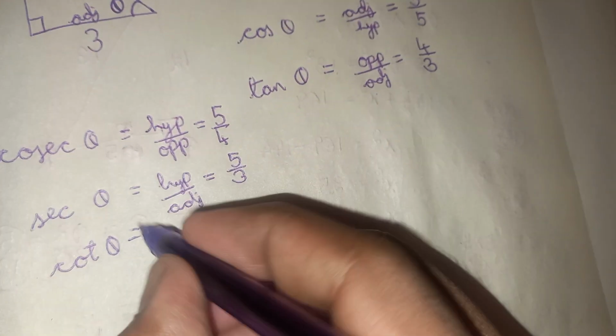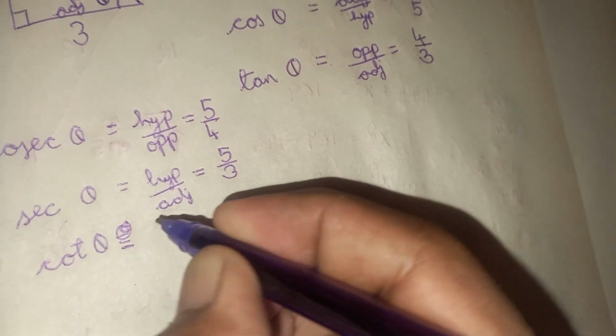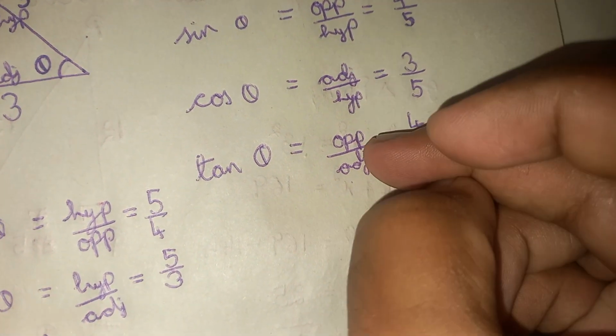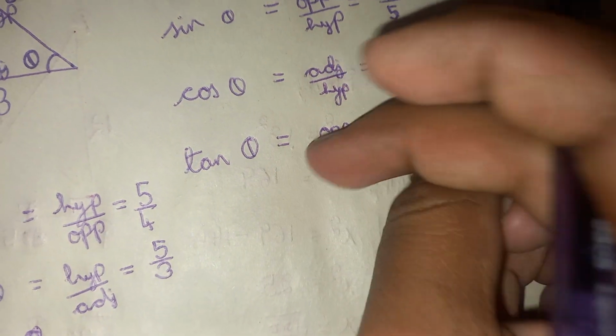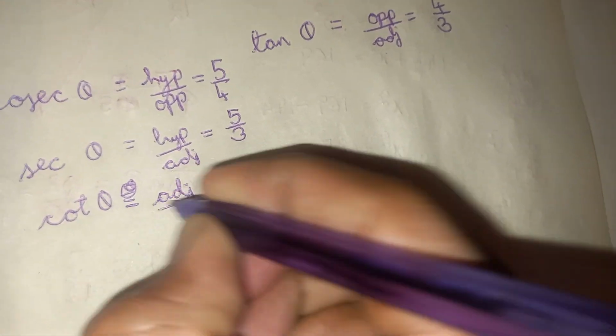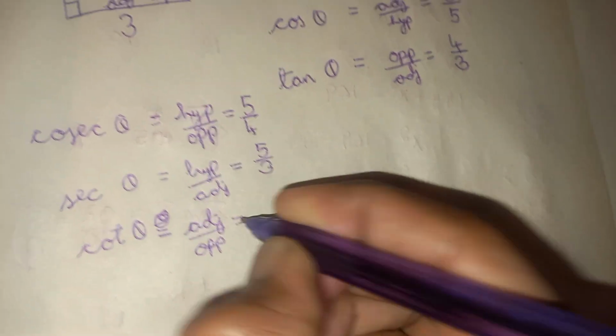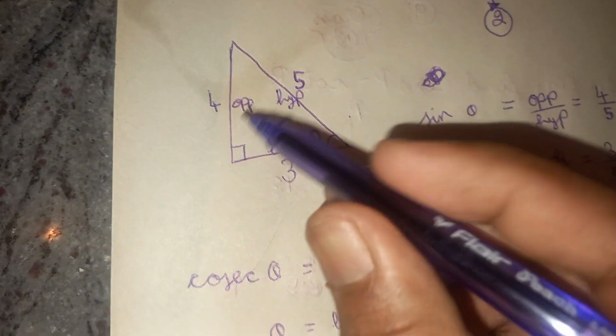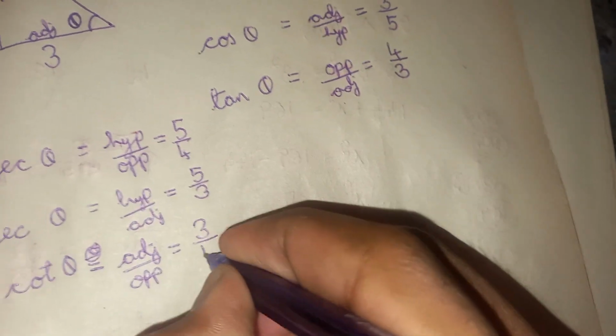Now I am going to tell what cot theta is. Cot theta means the reciprocal of tan theta. Tan theta is opposite by adjacent; make it upside down and it becomes adjacent by opposite. Adjacent by opposite is 3 by 4. These are all six trigonometric ratios.